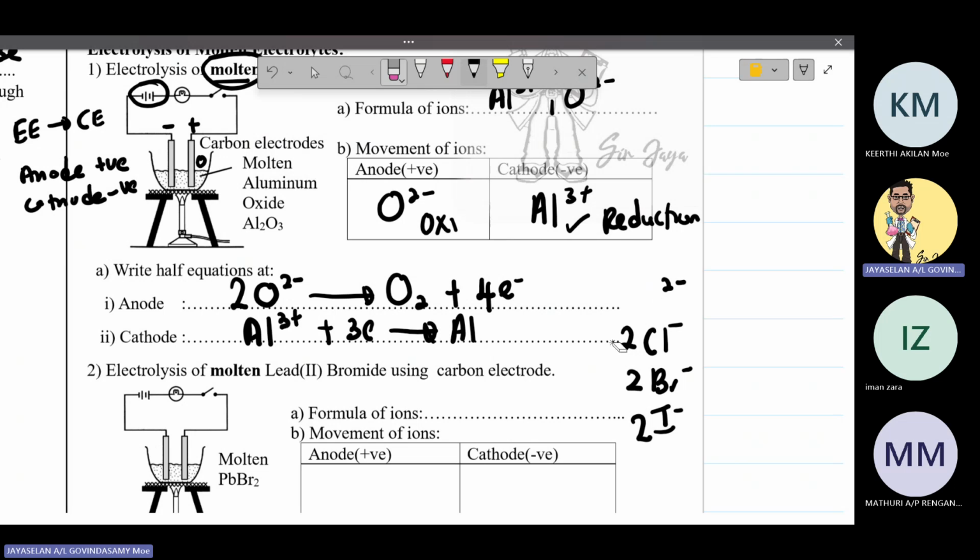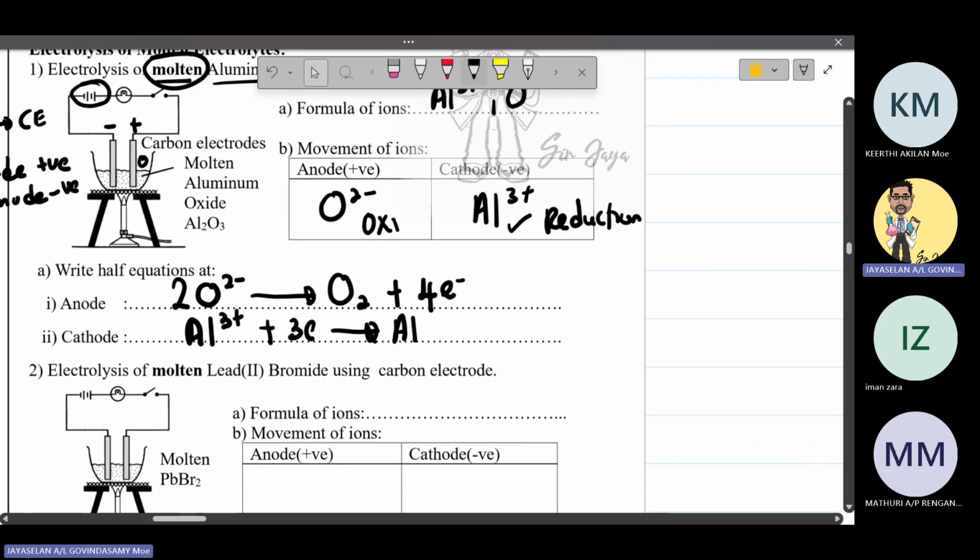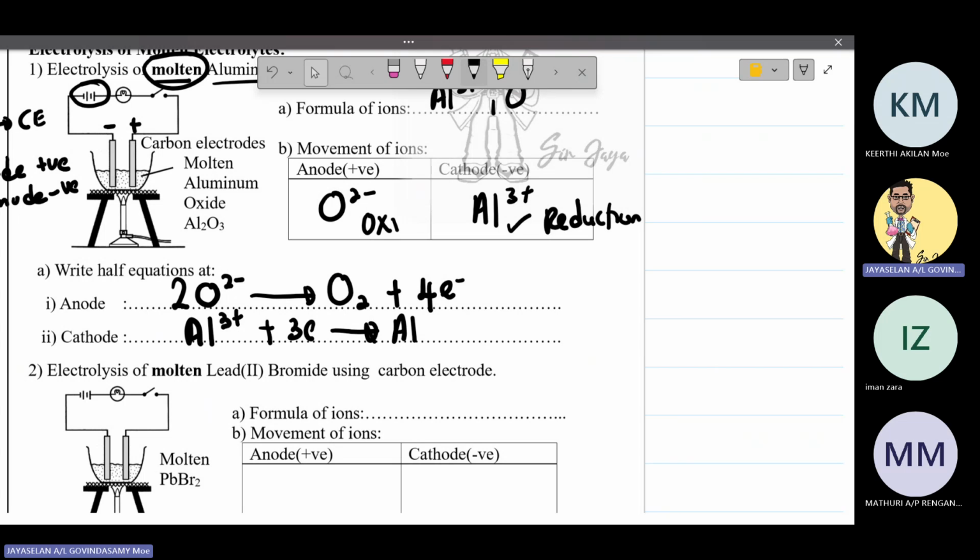So ini semua saya padam. Okay, you guys do the answer for this one. Molten very easy. Okay, siapa tahu observation dekat cathode? Kitty, Madhuri, what is the observation at cathode?